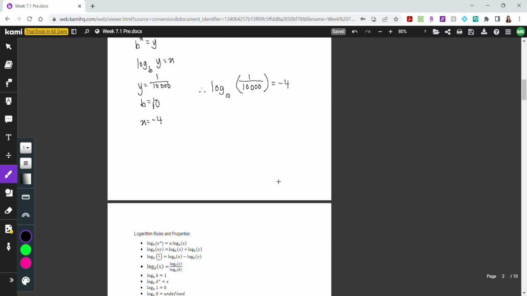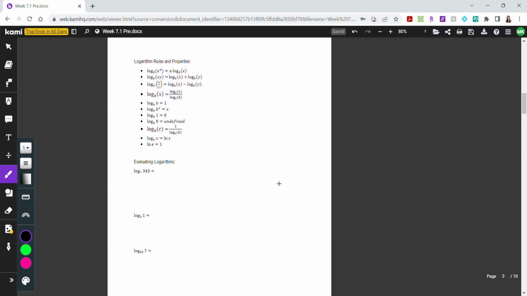Now on to the next thing. With logarithms, we have some rules and properties that we must remember. So we're going to go over that right now. All right. So for the first one, we have log base b of x to the power of a.